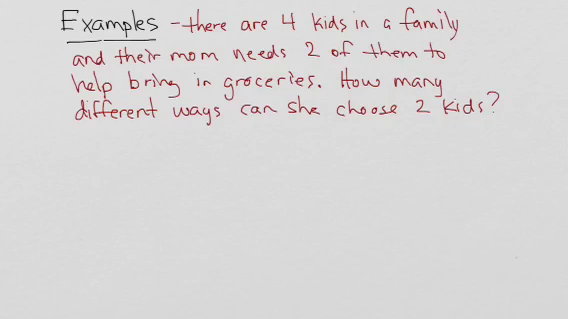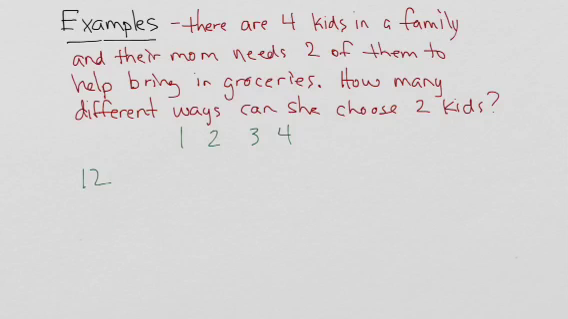So if I was doing this the slow and awful way, I could number the kids like kid 1, kid 2, kid 3, and kid 4. And I could have kid 1 and kid 2. Those could be the ones I chose. But kid 2 and kid 1, different order, but the same 2 kids. So that doesn't count, because the order doesn't matter. It doesn't matter which kid I choose first and which kid I choose second.